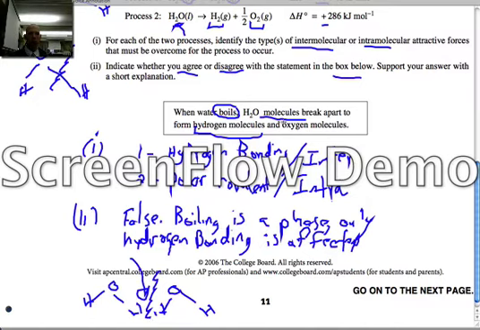What they're talking about in this question is actually breaking this bond right here, which we know is not a possibility. So again, when water boils, H2O molecules break apart to form hydrogen molecules and oxygen molecules. Not true, false. When water boils, the intermolecular hydrogen bond is broken up to form another water molecule. It's just a phase change.